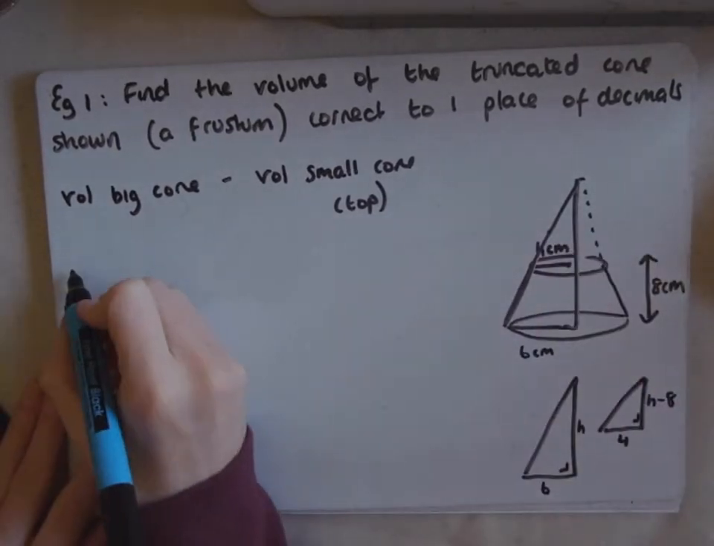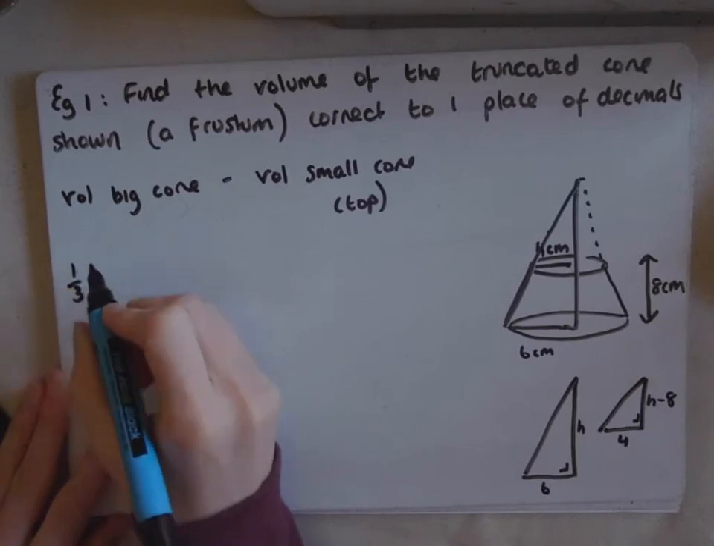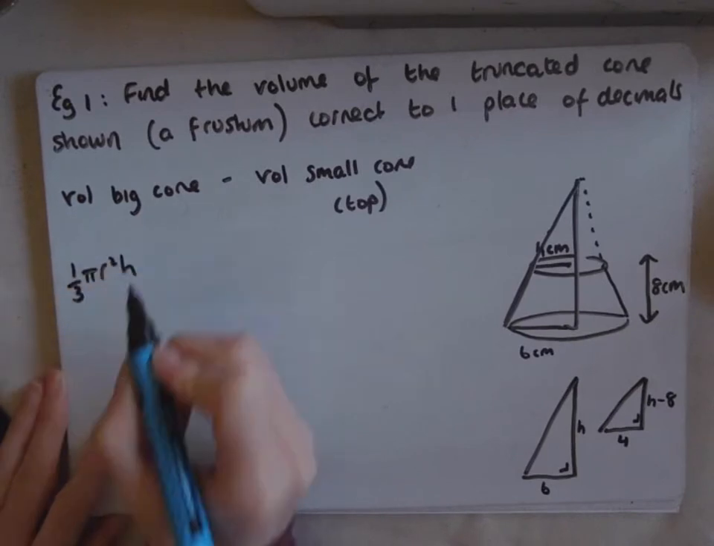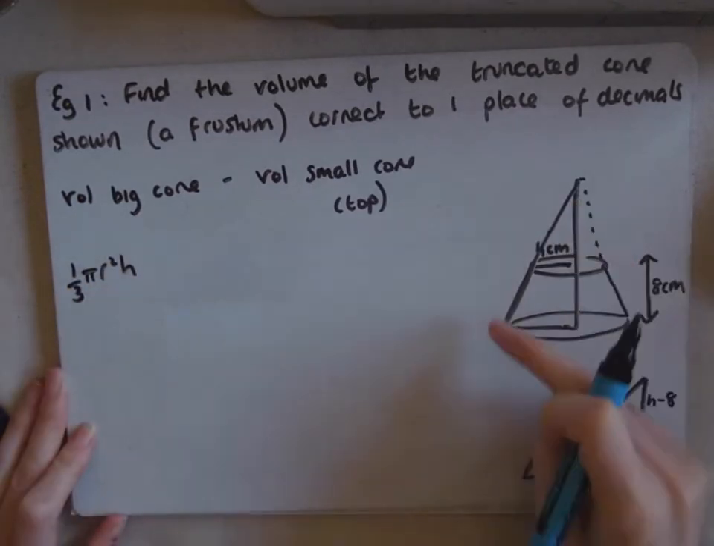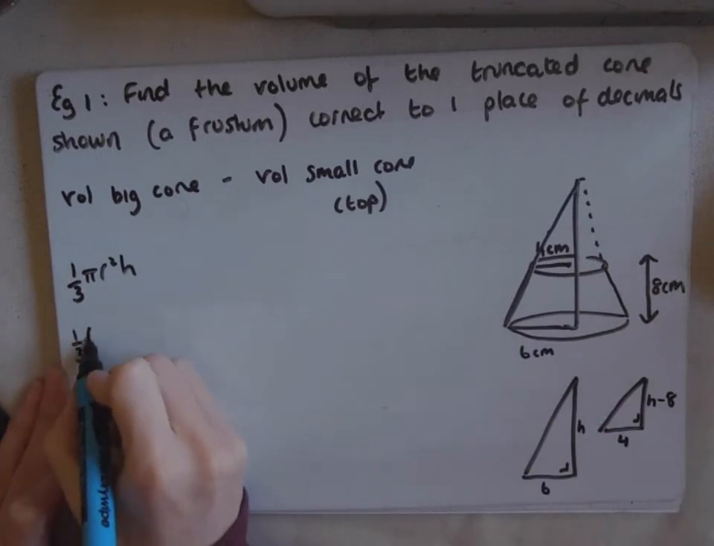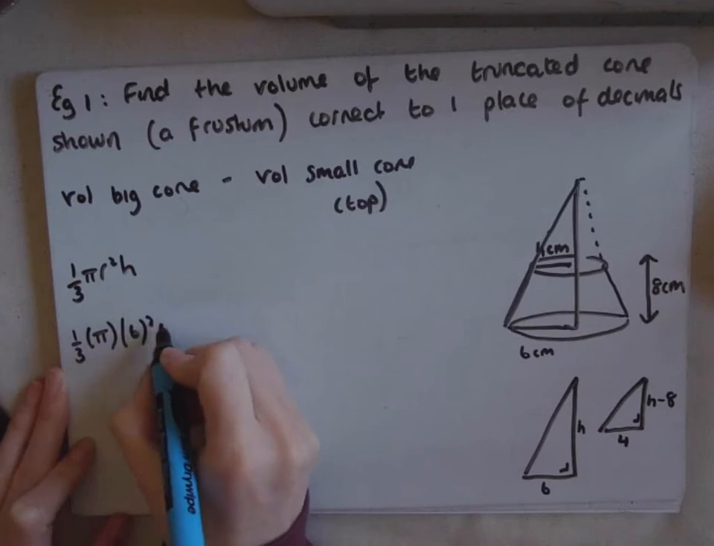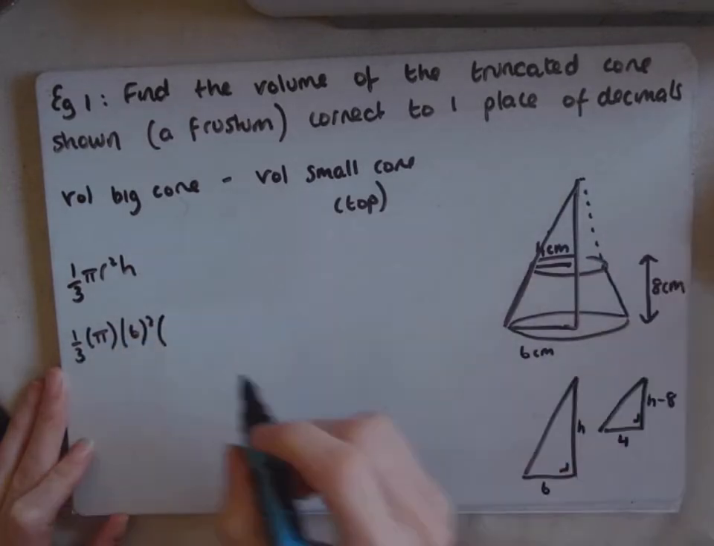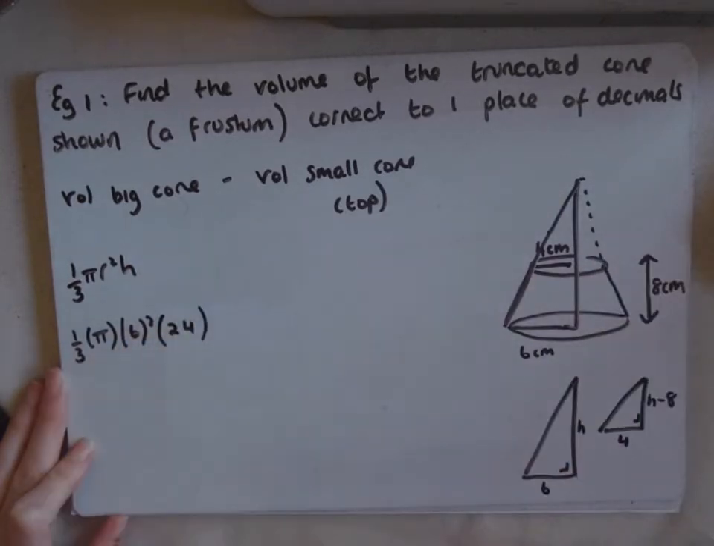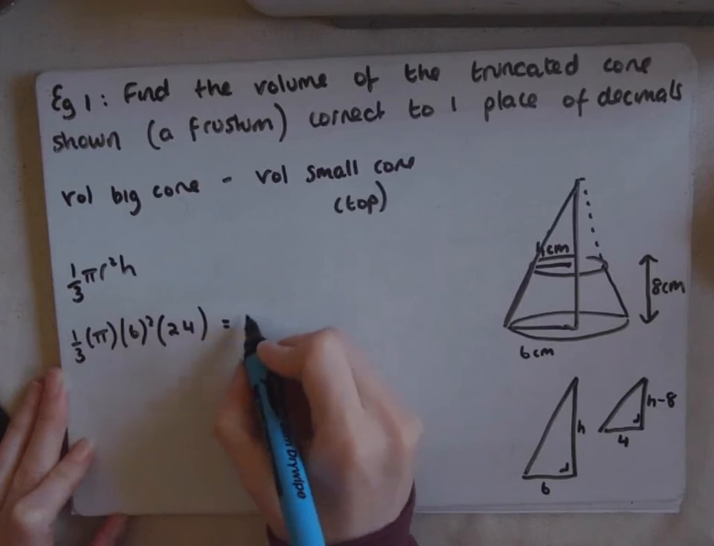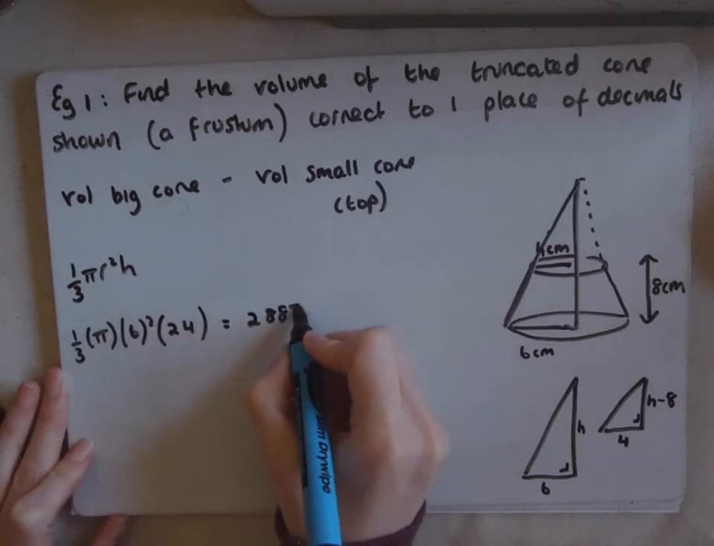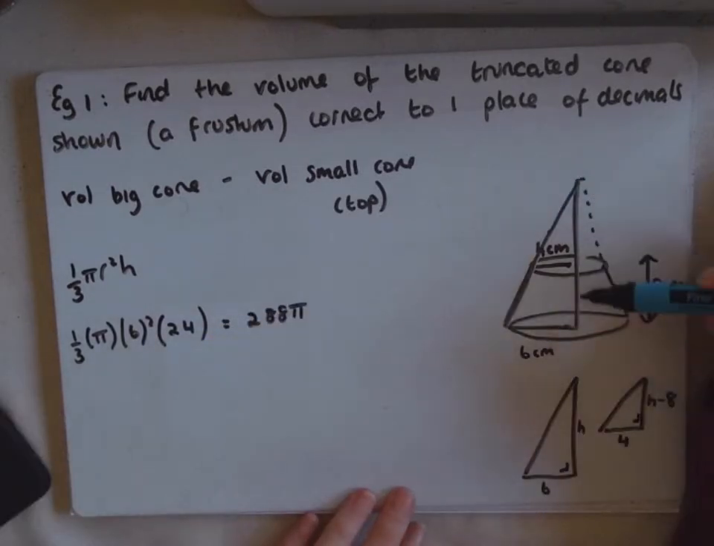So we know our volume is 1/3 pi r squared h. So the volume of the big cone is 1/3 by pi by r, which is 6, by the height of the big cone, which we found was 24. Okay, so that's 288 pi. That's the big cone you're doing now. The big cone, yeah.